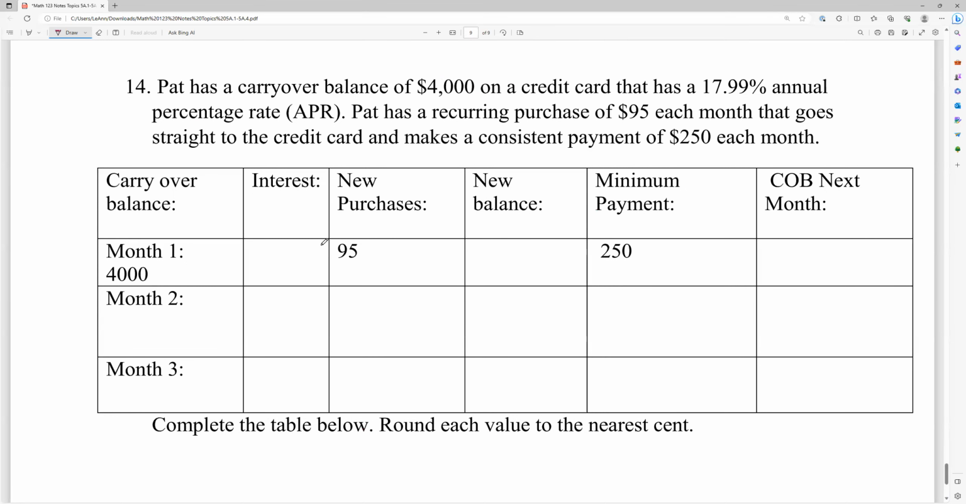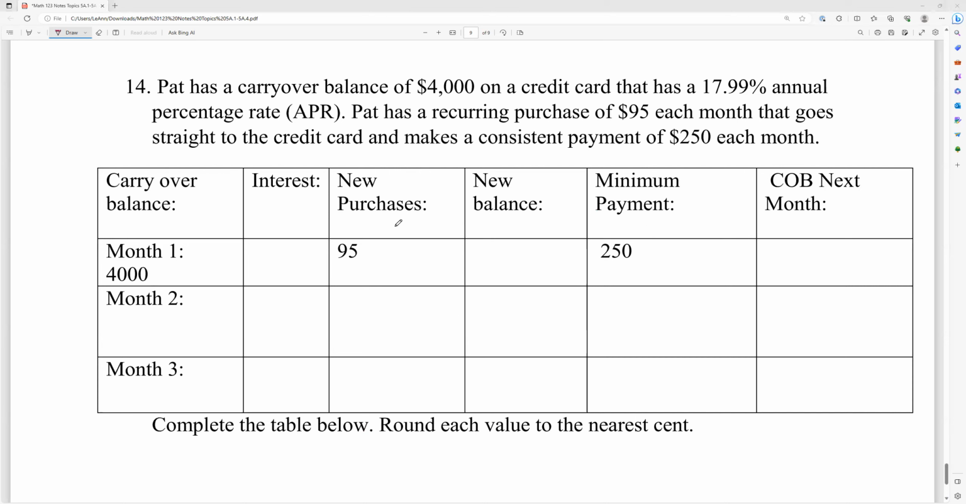And Pat, even though they may have been given a minimum payment, decided on their own that they're always going to pay $250 every single month. So that may not be the minimum payment imposed by the credit card, but it's what Pat has set up as their standard of how they're going to pay it. So let's look at that first interest charge.